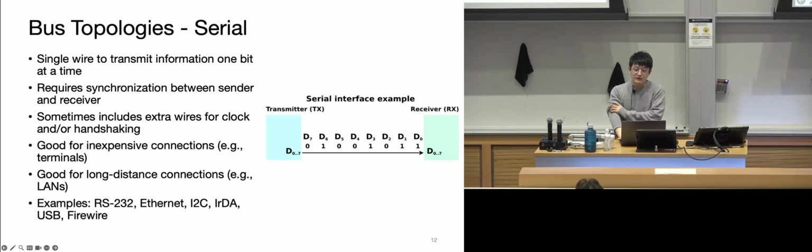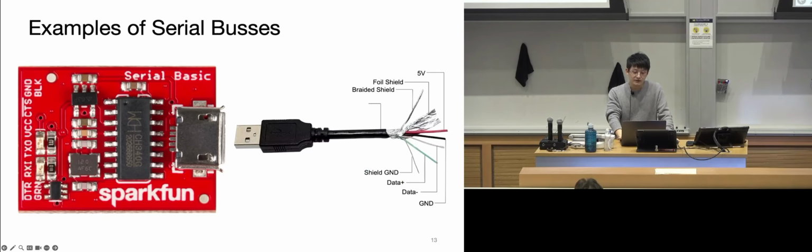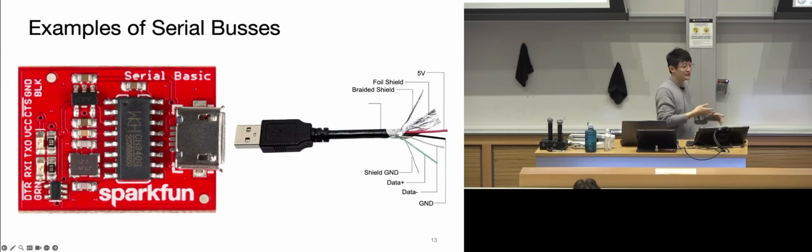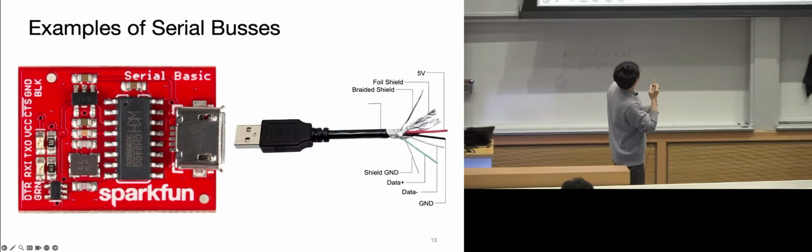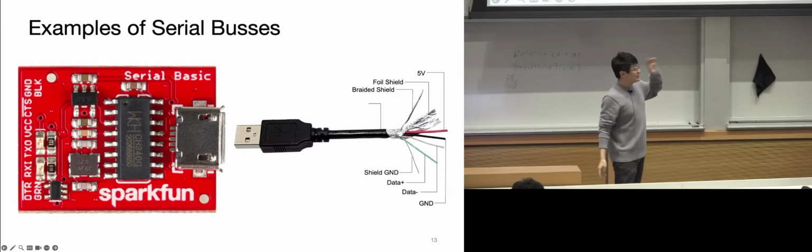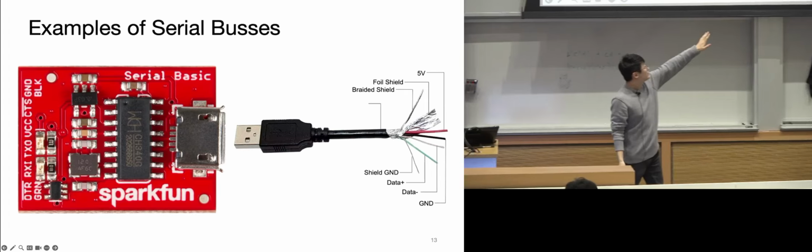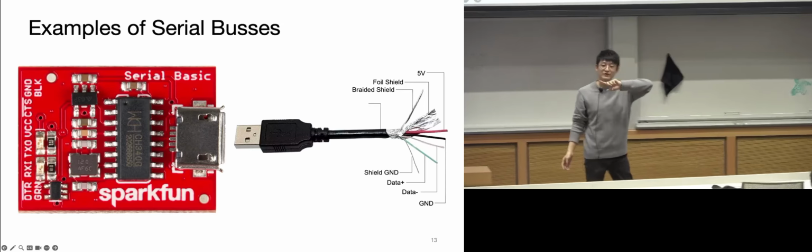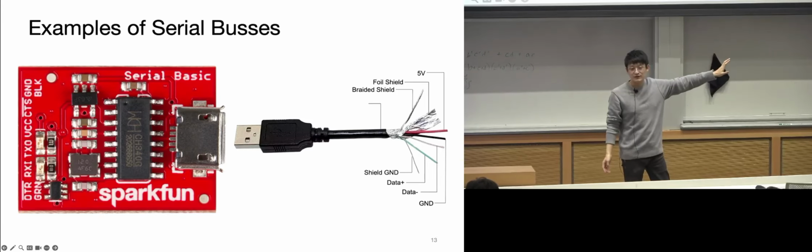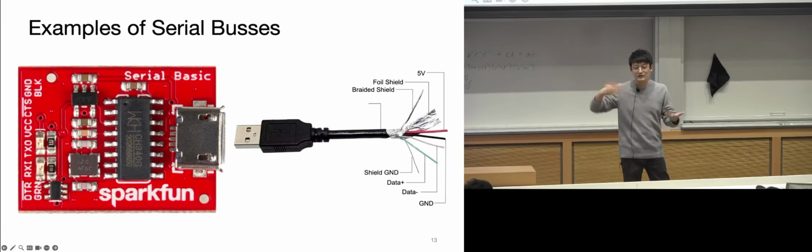A real-world example of serial buses, like we briefly mentioned, is USB communication, the USB connector, USB port, however you call it. USB stands for, as you might guess, Universal Serial Bus. In actual wires, it has the ground. You usually need the ground, otherwise it doesn't know what the reference is.